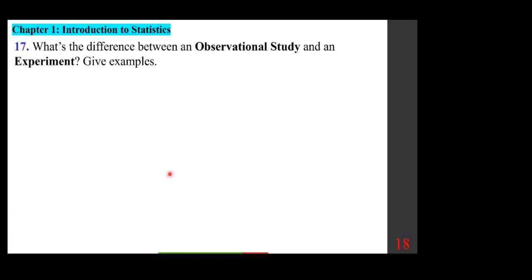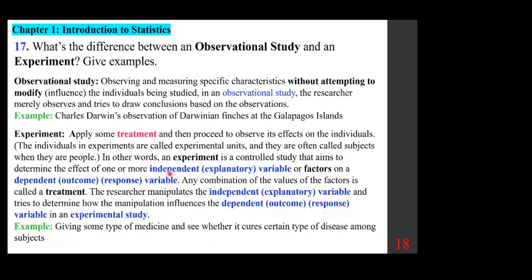For an observational study, you just observe. You don't do anything. You don't attempt to modify anything. You're not changing anything. You observe, and then you basically report your observation accordingly. An example is Charles Darwin observing the finches.